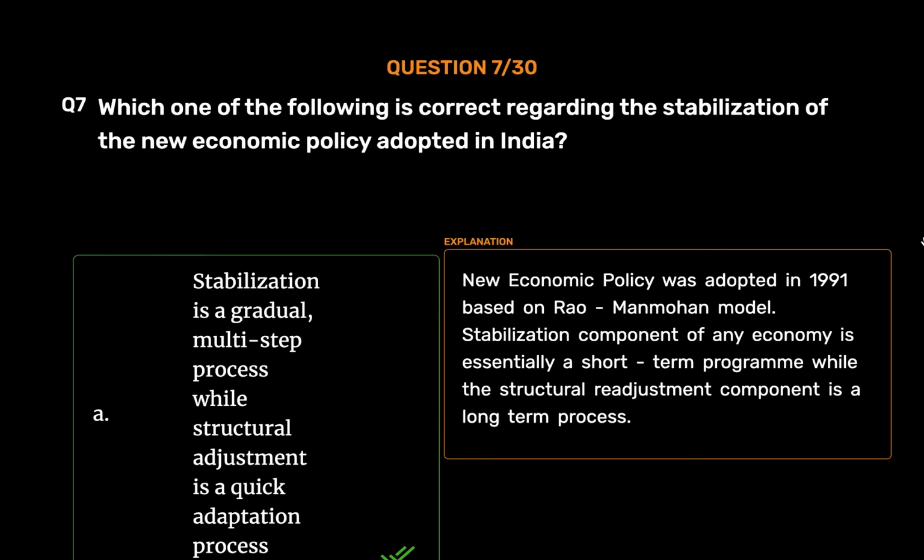New economic policy was adopted in 1991 based on Rao Manmohan model. Stabilization component of any economy is essentially a short-term program, while the structural readjustment component is a long-term process.